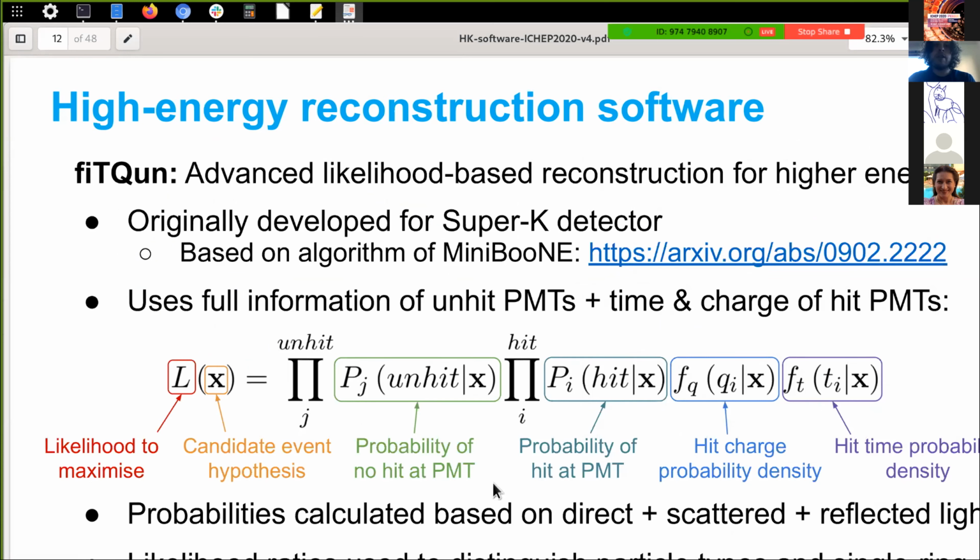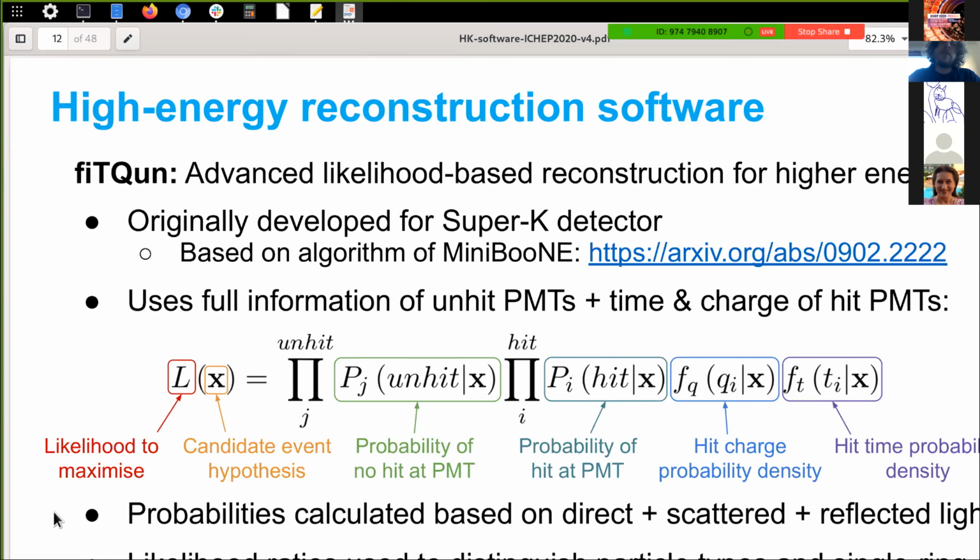So these probabilities and the probability distributions for charge and time are based on both the direct light coming from the charged particle, as well as the scattered and reflected light. And so by maximizing this likelihood, we can find the best fit position as well as direction and energy simultaneously. If we do this for different particle hypotheses, then we can compare the likelihood ratios to determine which type of particle the event appears to be.